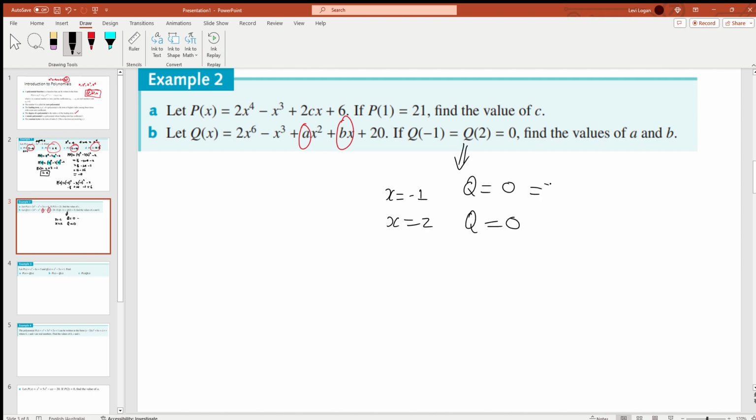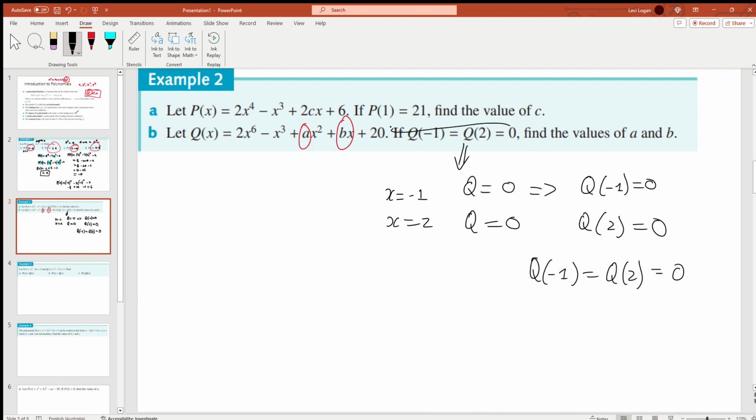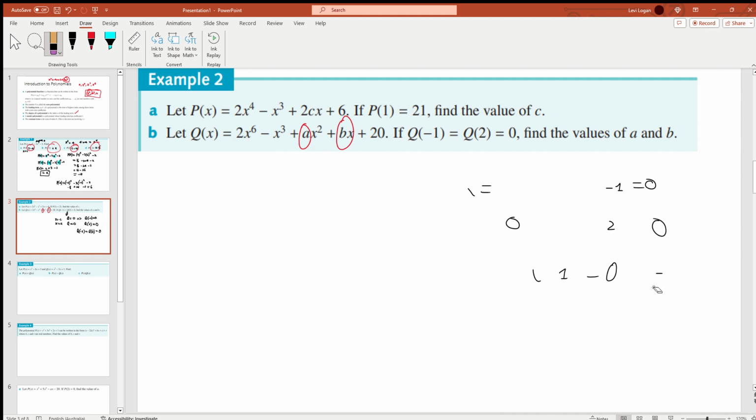The way they write that is Q of -1 is 0, Q of 2 is 0, and because these are the same thing, they can just write it like this: 0 equals 0 equals 0. Okay? So now we know what that means. We're going to get two simultaneous equations, because we have two unknowns. If you've got two unknowns, you'll need two equations to find them.